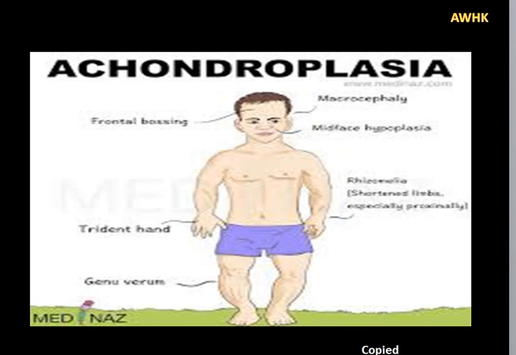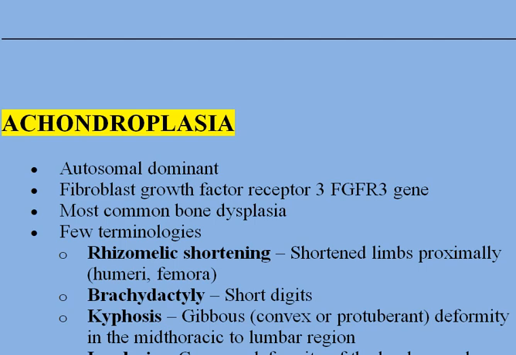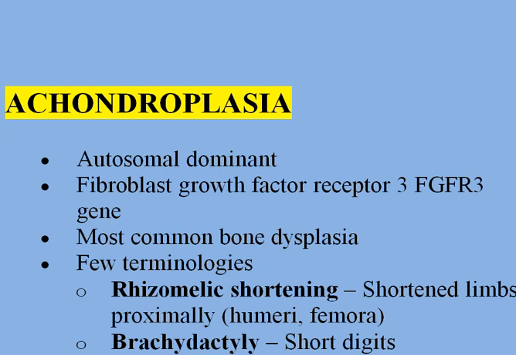So today the topic of our theory examination or theory topic is achondroplasia. This is important theoretically as well as you come across many patients in your practice. So, a few things, it's an autosomal dominant disorder and it is due to the defect in fibroblast growth factor receptor 3 gene. It's the most common bone dysplasia.